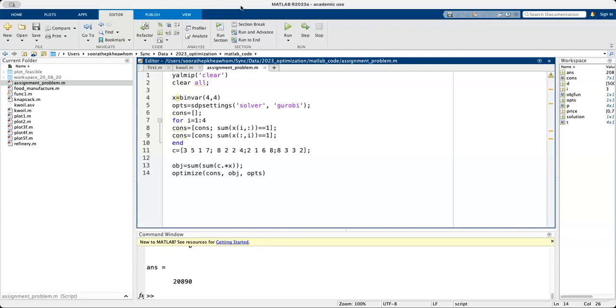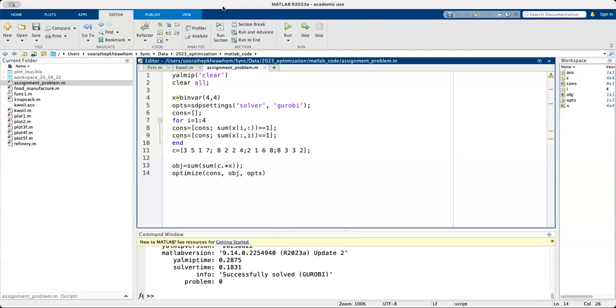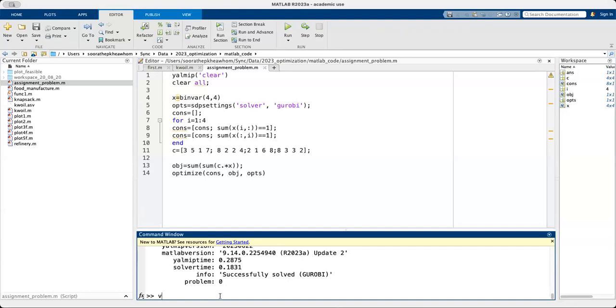Okay, we solved the problem. Yes, successfully solved. And then if you want to know the solution, what is x? This is the matrix of our solution.